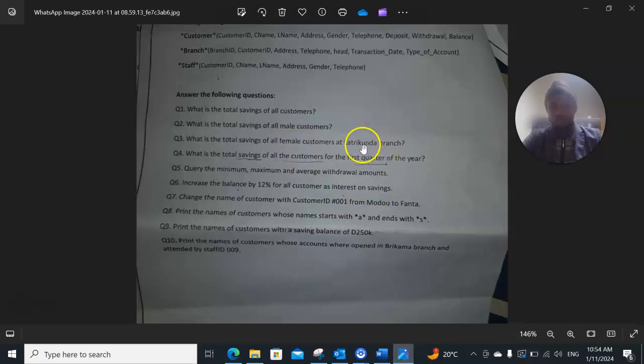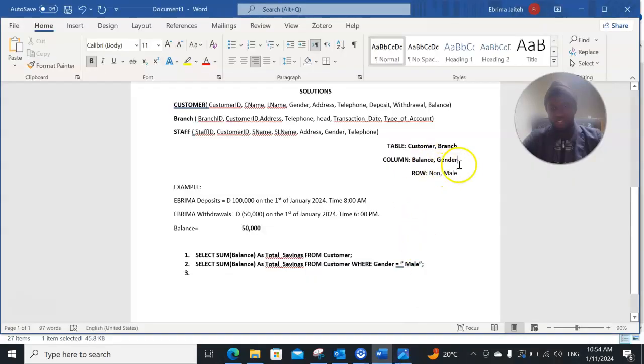And what do we need under the branch table? Latrikunda. Sorry, Latrikunda is an address. So under the branch table, look here, we have address, isn't it? So this address we need under the branch table. Now under the balance, what information is supposed to be there? Something in monetary terms, but we don't have anything like that in the question, so it's not. What of gender? Gender now says female, not male. So now what of address? The address of the branch is Latrikunda.